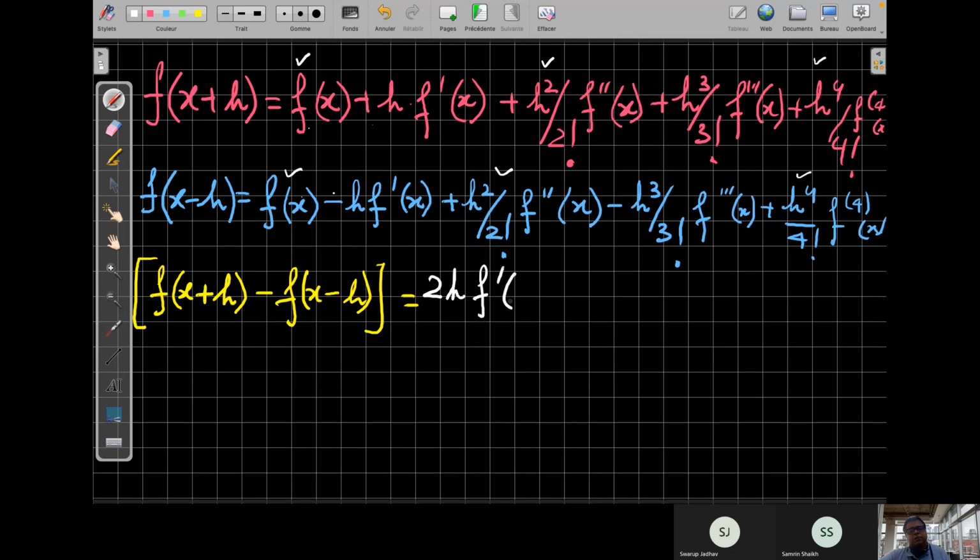Plus 2h cube. Correct, very nice. 2h cube times which derivative will it be here? Third derivative, sir. Correct, very nice. And then what comes after that? See, this is the first derivative, this is the third derivative, so the next should be the fifth derivative, right? Yes, sir. So this is the fifth derivative, f 1 2 3 4 5, or you can write f5, no problem. And so on and so forth.